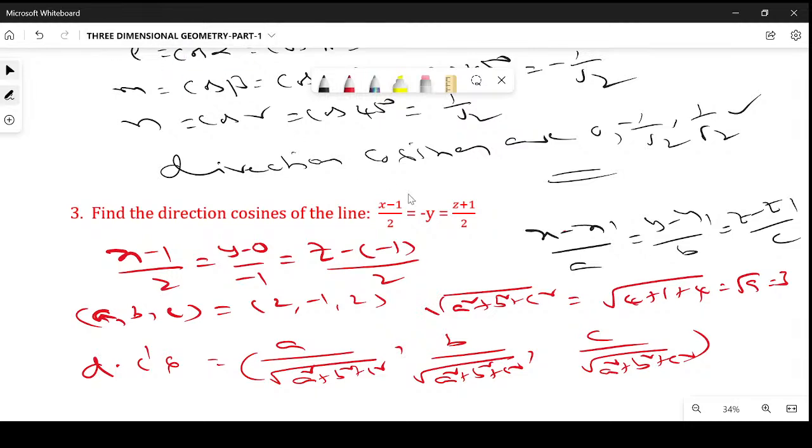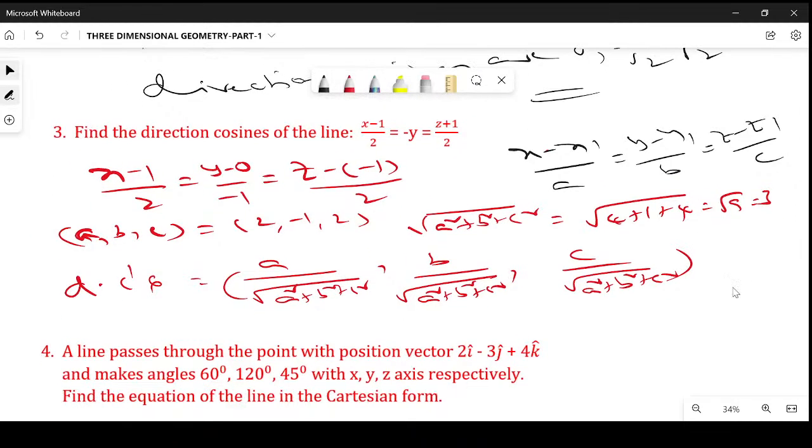Now you can write 2 by root 3, sorry, not root 3, 2 by 3 only. I should be careful here. By mistake I said 2 by root 3, but the answer we got is 3 only. So 2 by 3, minus 1 by 3, 2 by 3. These are the direction cosines.